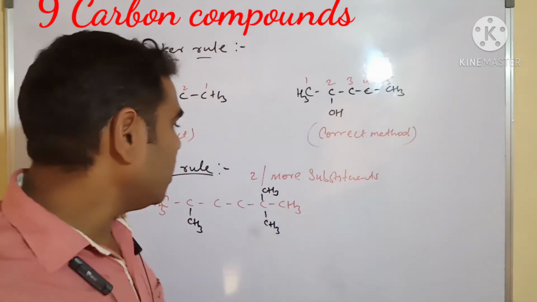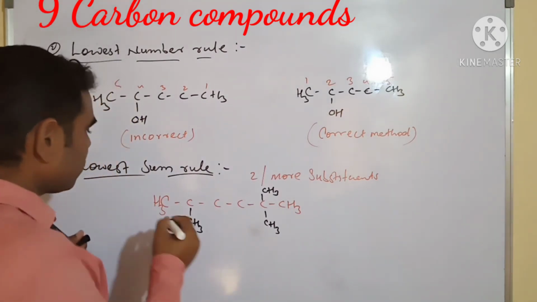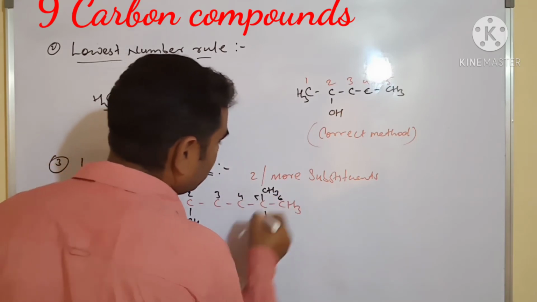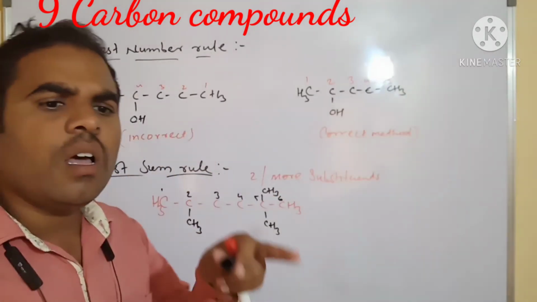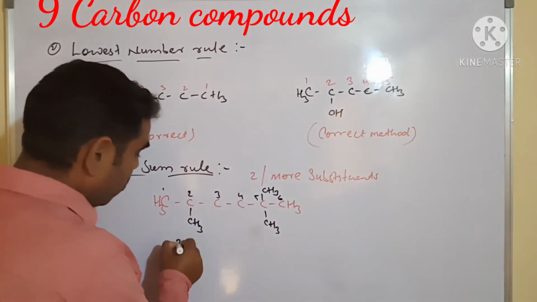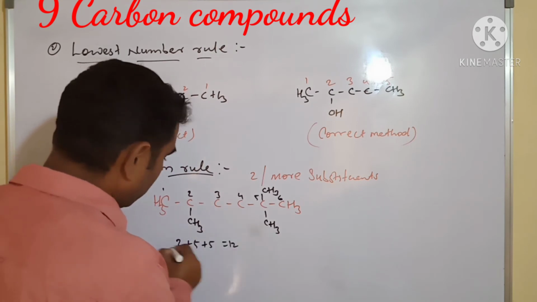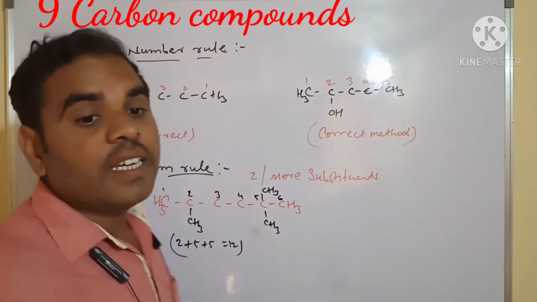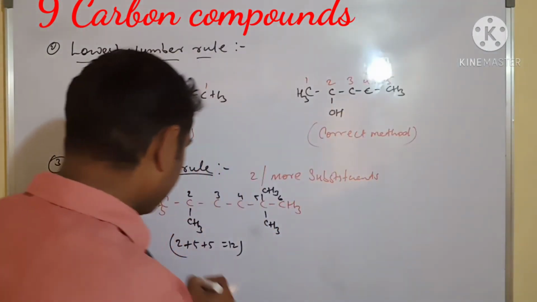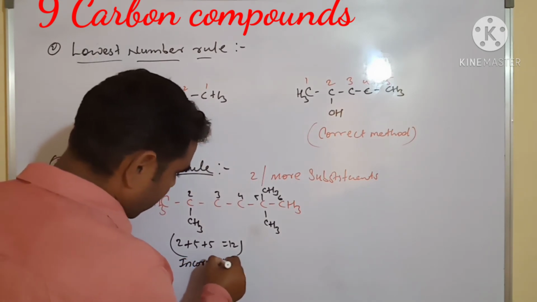Next we have to see another example. We have to give the numbers 1, 2, 3, 4, 5, 6. This one is wrong. We have 2 plus 5 plus 5 equals 12, which means it is incorrect. This is an incorrect method.